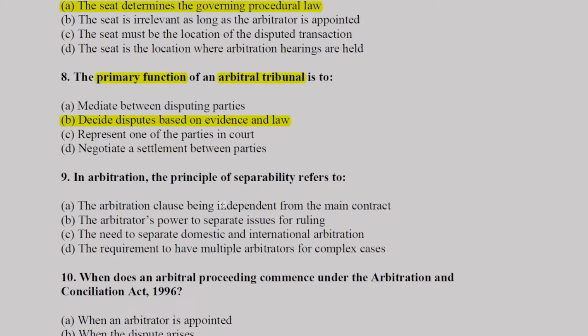In arbitration, the principle of separability refers to the arbitration clause being independent from the main contract, yes. The arbitrator's power to separate issues for ruling, no. The need to separate domestic and international arbitration, no. The requirement to have multiple arbitrators for complex cases, no. So the answer is A. The arbitration clause being independent from the main contract.